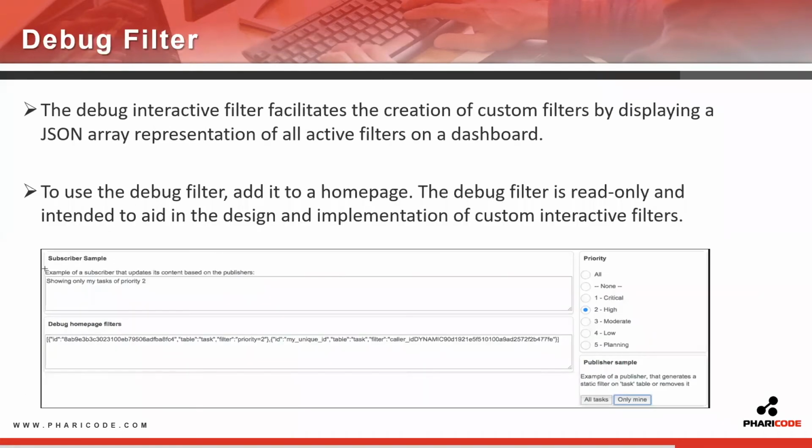For debugging, you have a debug filter, which displays a JSON array of all the active filters on your dashboard. So for this example, you can see the two active filters on the dashboard. So you have one showing priority and another showing two buttons with either all tasks or only mine. And in the debug, you can see the ID, table, and filter for each one.